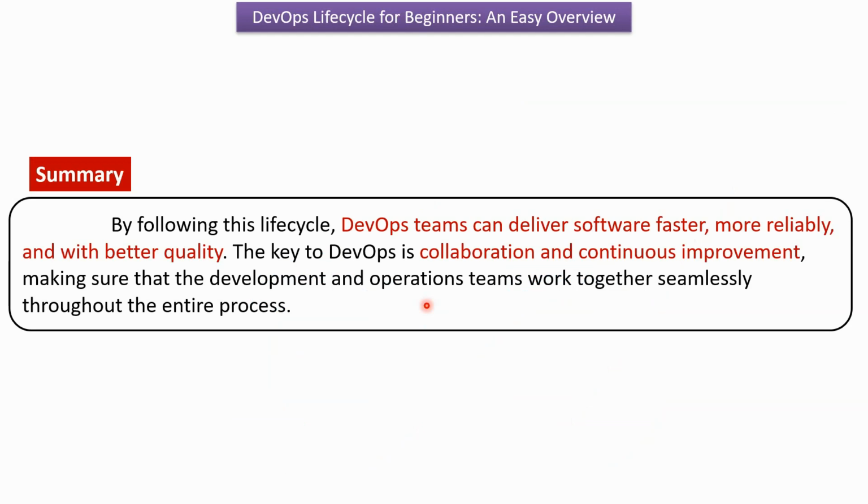By following this life cycle, DevOps teams can deliver the software faster and with more reliable and better quality. The key to DevOps is collaboration and continuous improvement, making sure that development and operation teams work together seamlessly throughout the entire process.